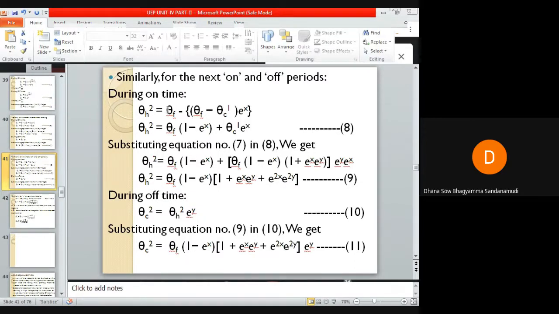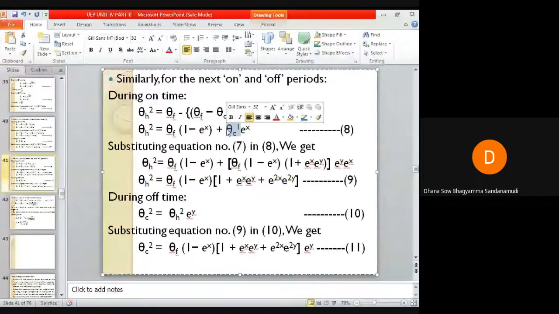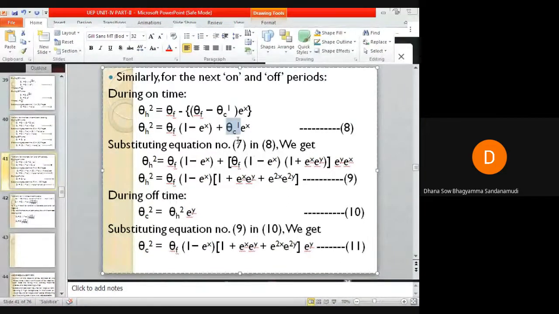Theta H2 is theta F minus (theta F minus theta C1) into e power x. So you can multiply and rearrange the terms. You will get theta H2 is equal to theta F into (1 minus e power x) plus theta C1 e power x. Consider it as equation number 8. And you already know theta C1, that is your equation number 7. Substitute theta C1 here in equation number 8.